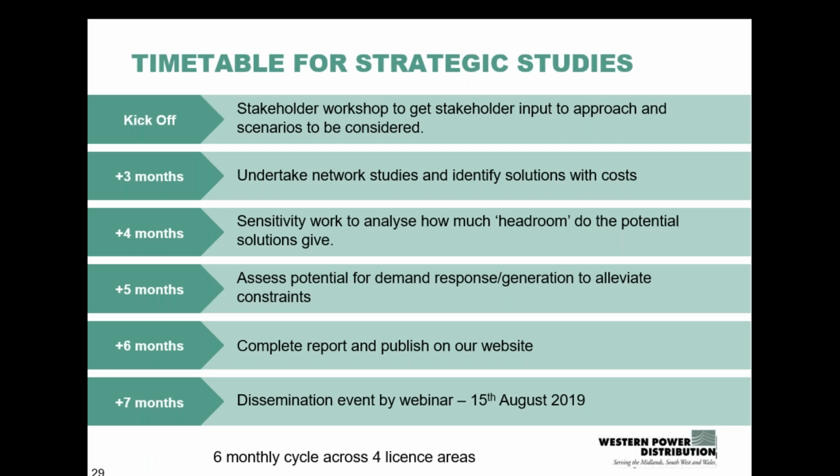So the timetable for this work is really on a rolling six monthly basis across 4 licensed areas. So we do this work over a 2-year time period, but essentially we usually kick off these strategic studies with a workshop, inviting local stakeholders to come along. We explain the process that we're undertaking and the options that we're going to be considering. Then we go away, we do the network analysis, and it usually takes us about 3 months to try and input that into our model and undertake all that network studies.